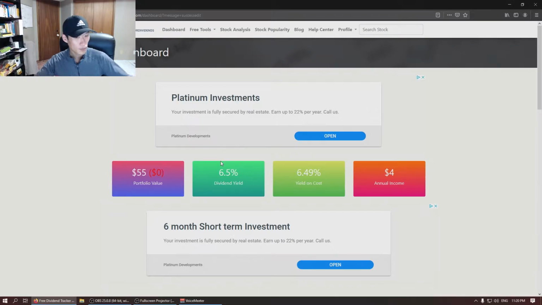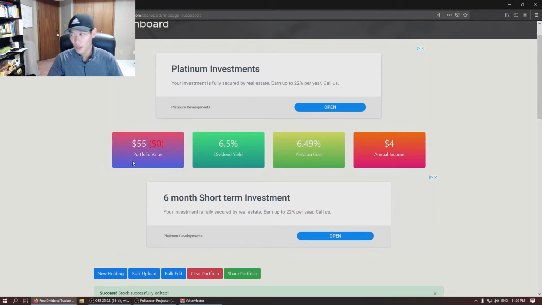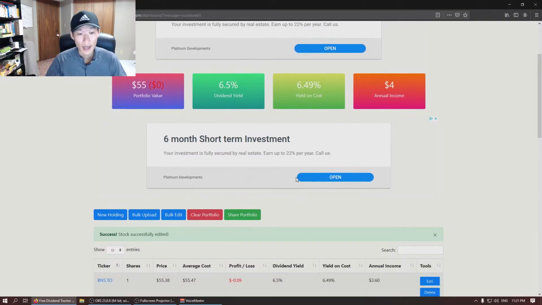And so this is where I'm tracking my dividends currently. This is trackyourdividends.com, and this is where it updates everything and keeps track of everything, which is pretty awesome. You don't have to pay for this. Currently our portfolio balance was $55. Our dividend yield is 6.5, and yield on cost is 6.49. We'll also talk a little bit about that. And the annual dividend income for the year is $4.